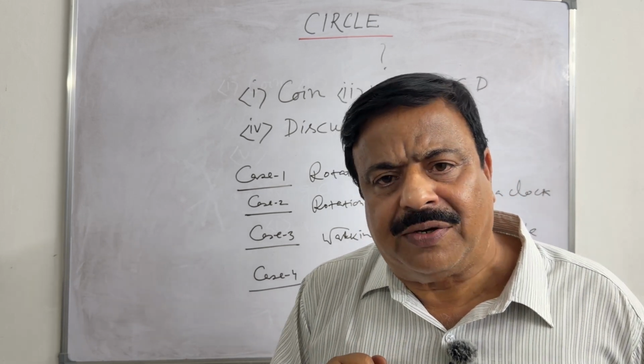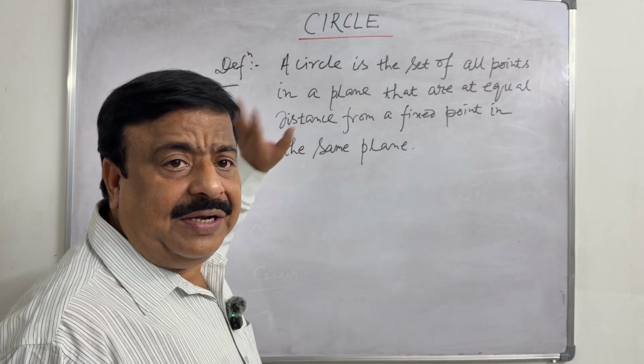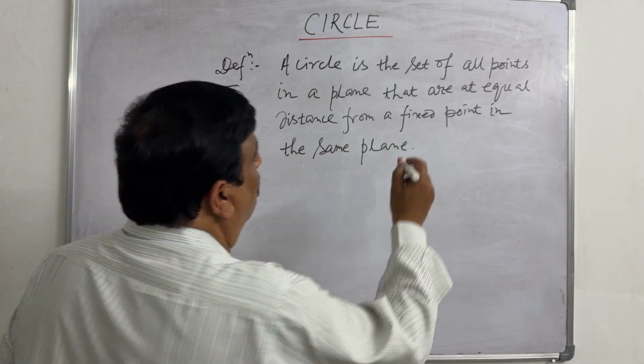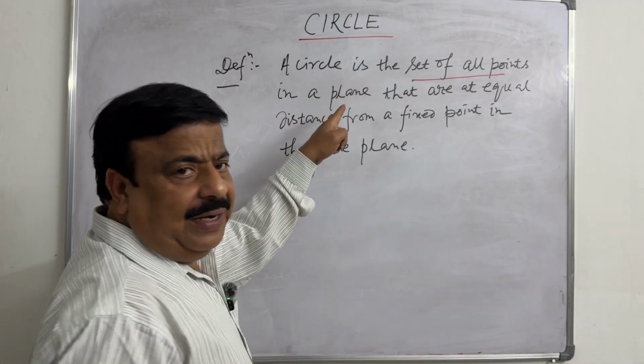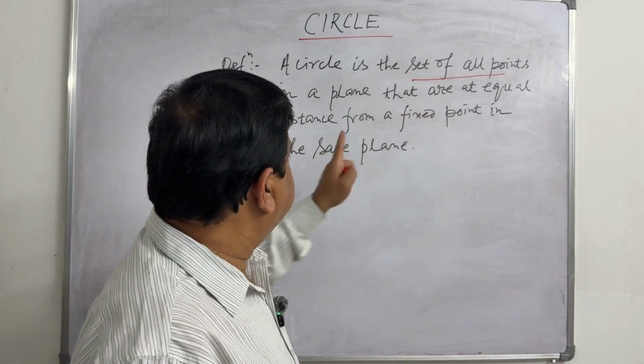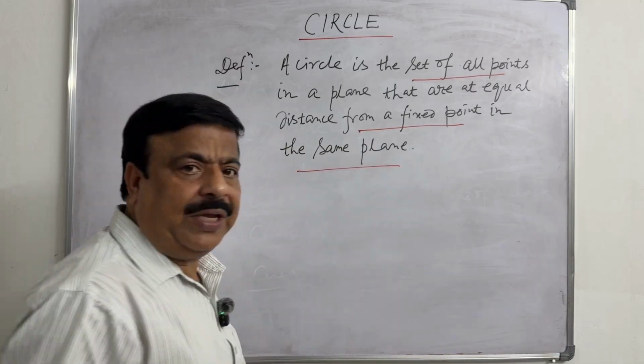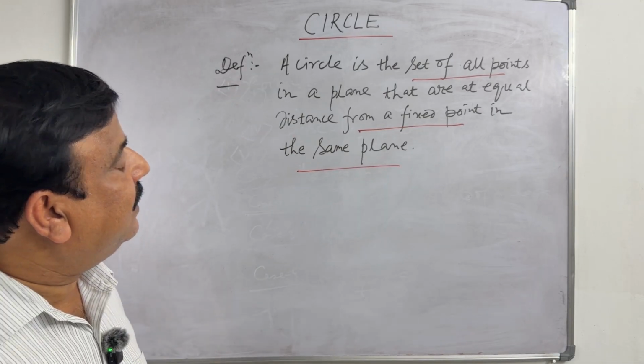This is very important. Okay, circle can be defined in this way. A circle is the set of all points in a plane that are at equal distance from a fixed point in the same plane. Okay, so there are two things.